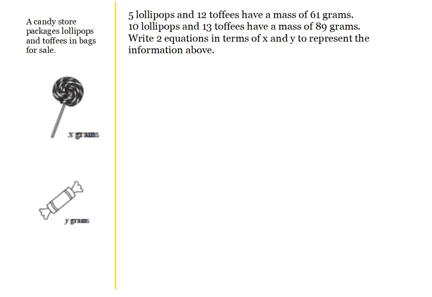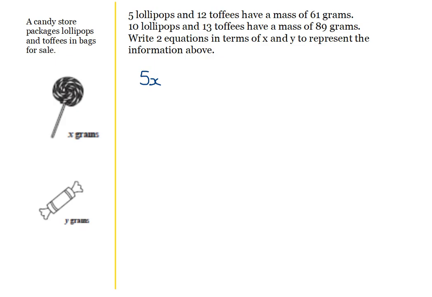Now, the first bag, as I said, is going to create one of our equations, which tells me that the mass of the items altogether has to be 61 grams. So if the first bag contains 5 lollipops, then the mass of the 5 lollipops would be 5 times x. So I'm going to start off by writing down 5x as the total mass for the 5 lollipops in that bag.